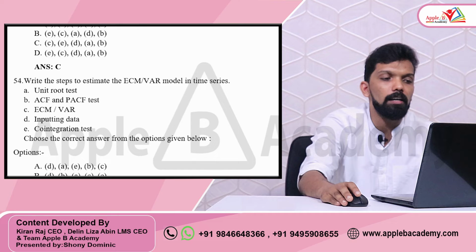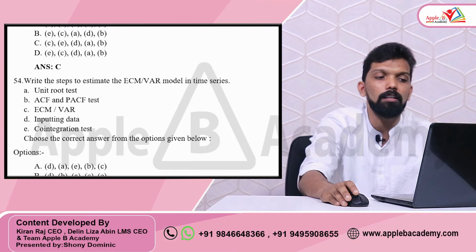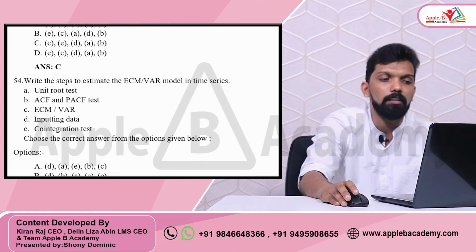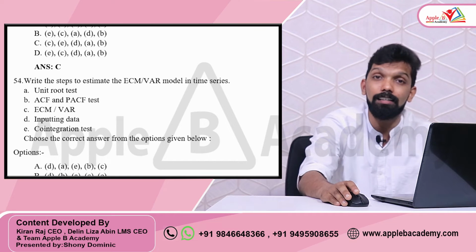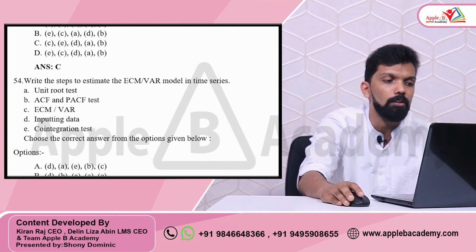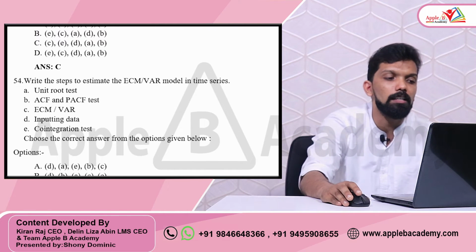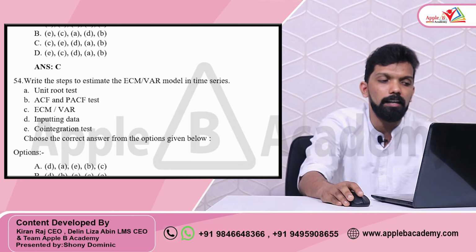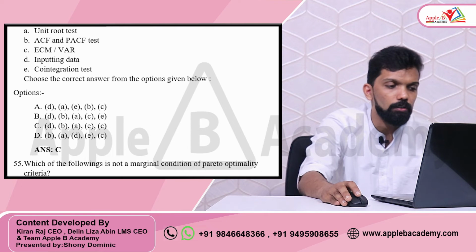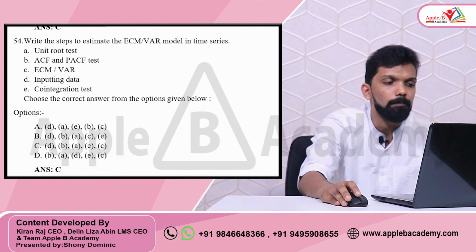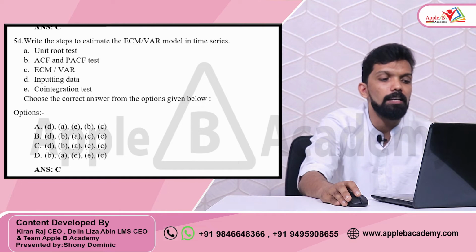Write the steps to estimate ECM or VAR model in time series. So vector error correction model, vector auto regression model, we have to find out the steps which are following for this econometrics modeling. Options, different steps are given: unit root test, ACF and PACF test, ECM or VAR, inputting data, co-integration test. The right answer for this question is option C. So the order is D, B, A, E and C.